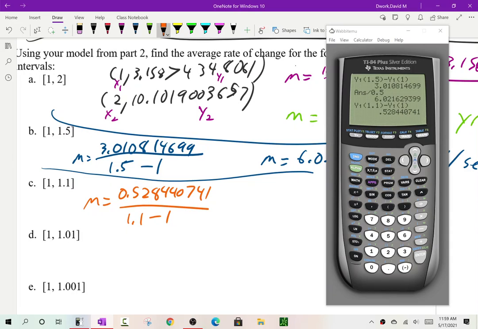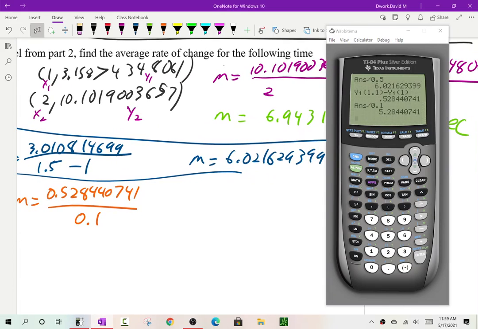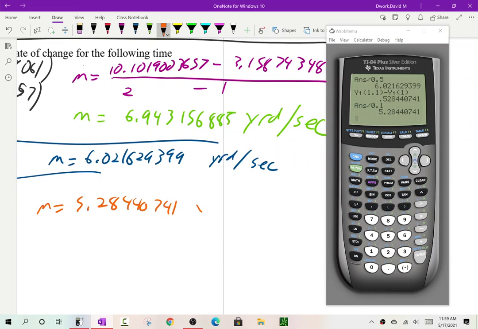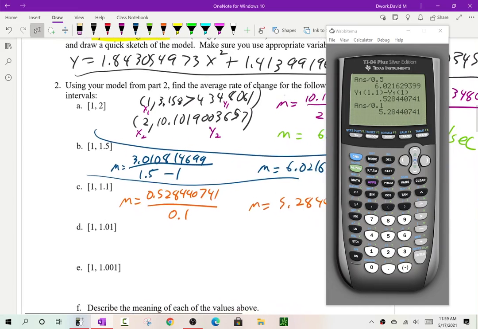So again, I can do this math in my head. The denominator is 1.1 minus 1. So that subtracts to make 0.1, right? So in my calculator, I'm going to take my previous answer, divide by 0.1. There we are. So therefore, my slope is 5.28440741 yards per second.